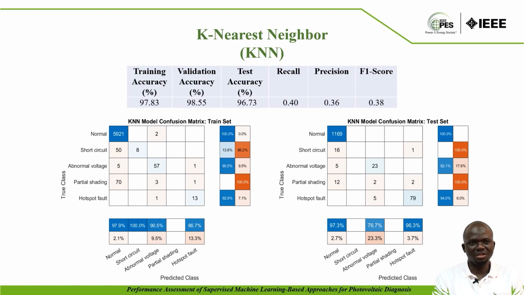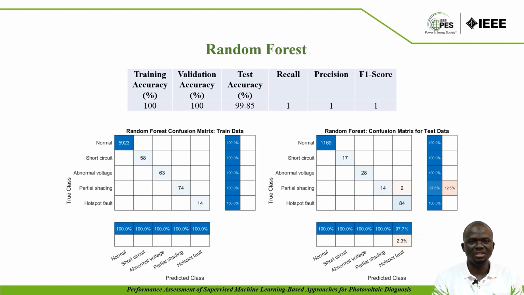So the k-nearest neighbor shows a good test accuracy of 96.73%, and the confusion matrix shows how it correctly and incorrectly classified and diagnosed the anomalies within the solar data sets. So the random forests algorithm performed exceptionally well, achieving a test accuracy of 99.85%, and the confusion matrix shows how it correctly classified the anomalies within the data set.